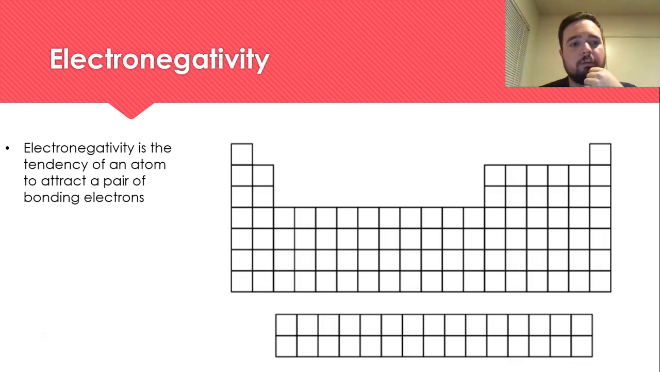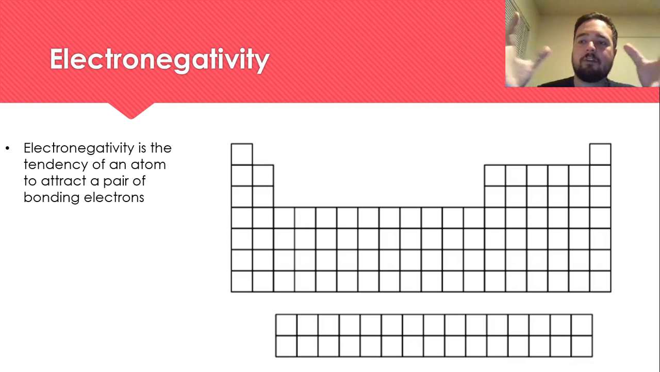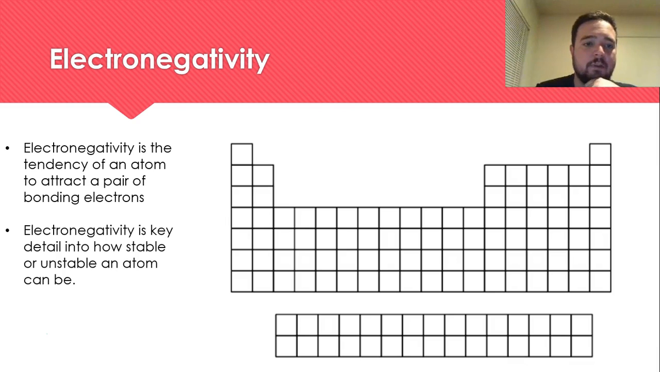Electronegativity. Okay, so electronegativity is the tendency for an atom to attract a pair of bonding electrons. It's the tendency to which an atom wants to take electrons or wants to bond with a particular atom of a particular electronegativity. Electronegativity is the key to detail how stable and unstable an atom can be. And the reason why is because the electronegativity of an atom depends on how much it wants those electrons.